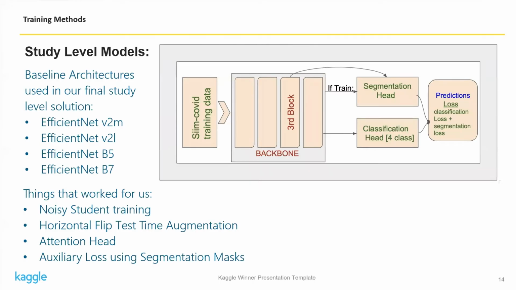Thank you, Shivam. So for our study models, there are basically classification models. We train different variants of EfficientNet models. The models that we used are EfficientNet V2M, EfficientNet V2L, EfficientNet B5, and B7. For regularization, we use segmentation as auxiliary loss in all the models. We also use different classification heads for the models, and many of them had attention in them. The main thing that worked for us was noisy student training, and during testing, we also used horizontal flip as test time augmentation.